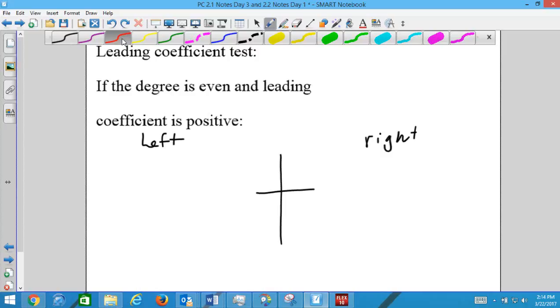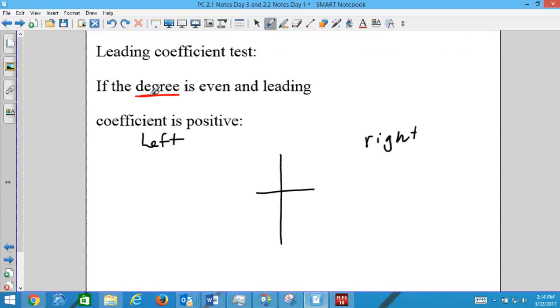So this tells us the degree is even. Degree, by the way, is the power. The degree is even, and the leading coefficient, the first coefficient, is positive. So if it's even and positive, what's the graph going to look like? We know the graph is going to look like this and this. I don't know what happens in between, but I know it's going to look like this and this on the ends. So we're going to talk about the end behavior.